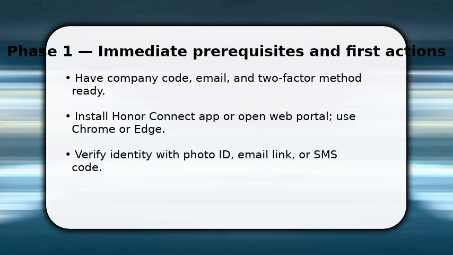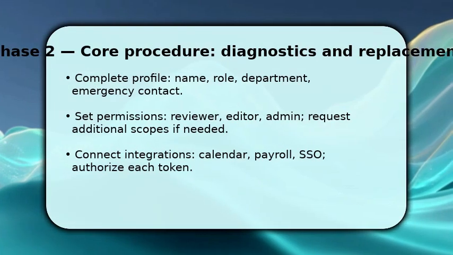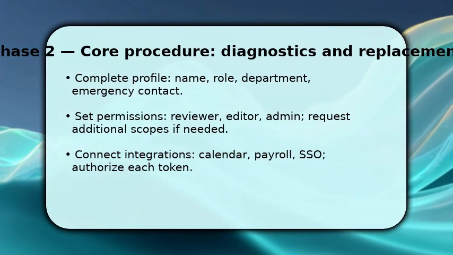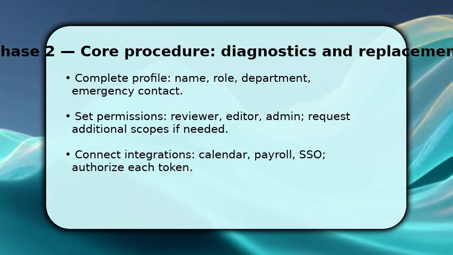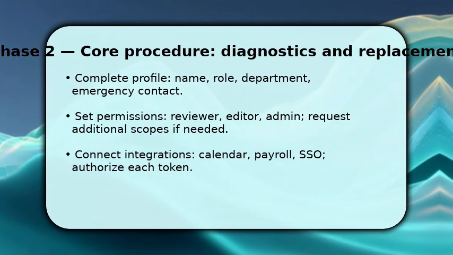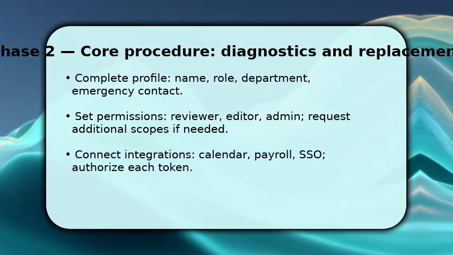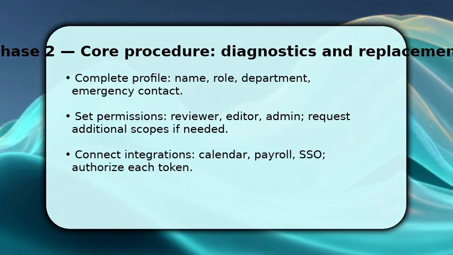Now you configure core settings, fill your profile fields, and assign your role and department. Once your profile is saved, go to Permissions and set reviewer or editor access as needed. Request admin scopes from your manager if required.